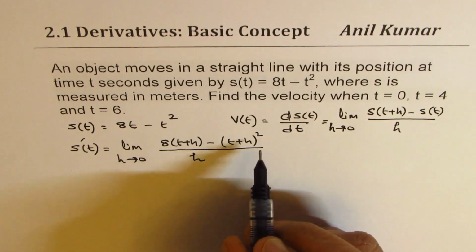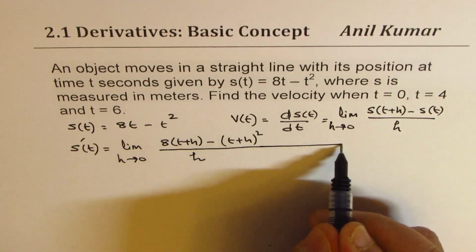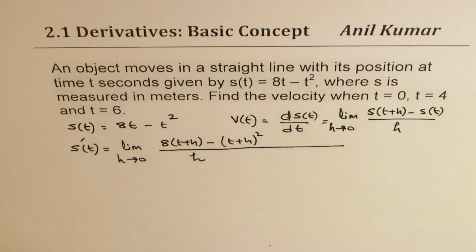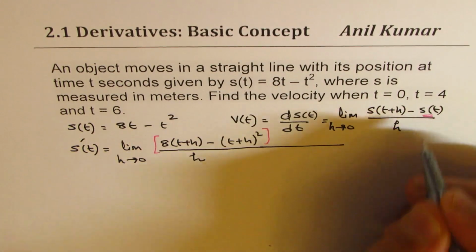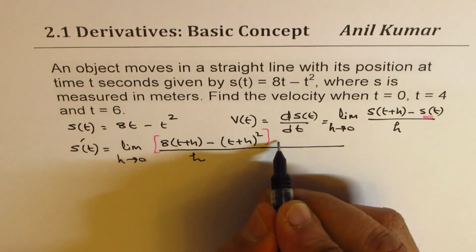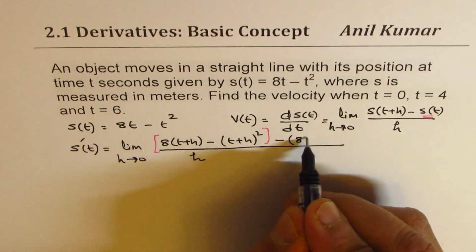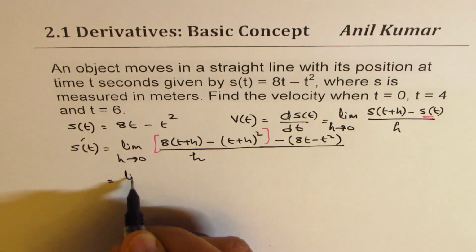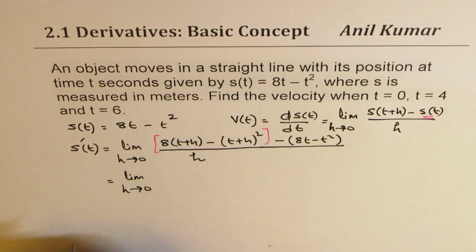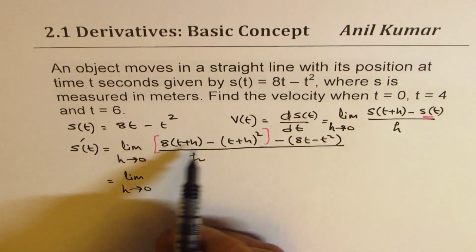Okay, I'm sorry, this is the first function. Okay, this is s of t plus h, and from here we'll take away s of t. Is that okay? Right. So which is minus of 8t minus t square. Perfect. So that gives you limit h approaches 0.